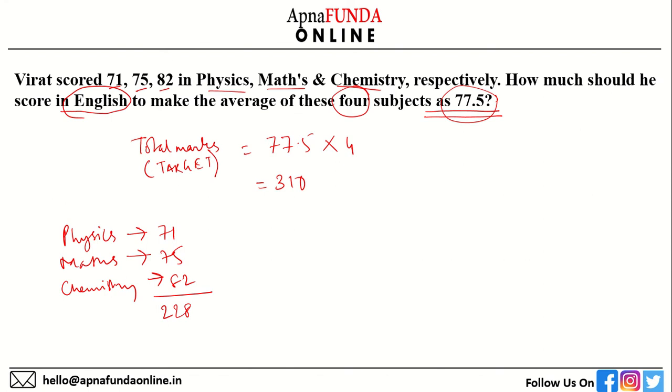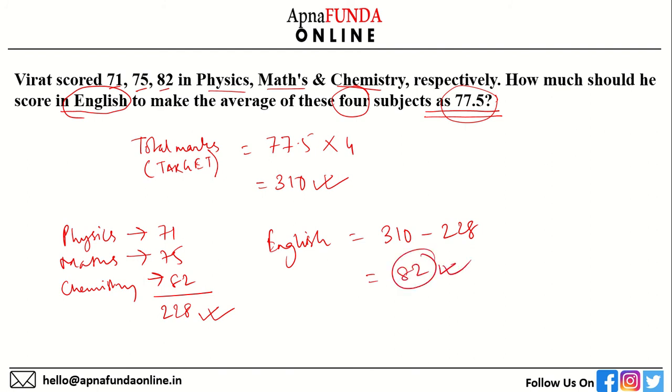So we know the total marks should be 310. He has already scored 228. So his target score in English has to be 310 minus 228, correct, which is 82. 82 is my answer. I hope you have followed and are able to understand how we solve this, and you will also get the same answer.